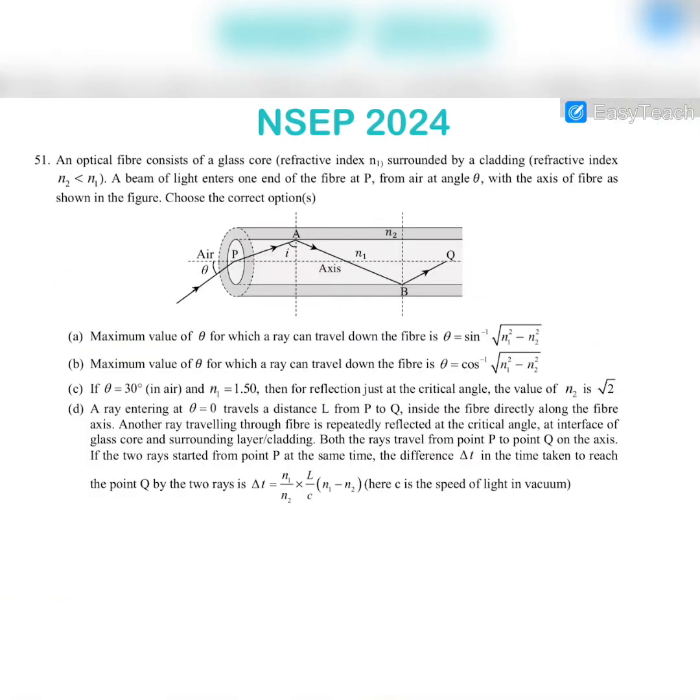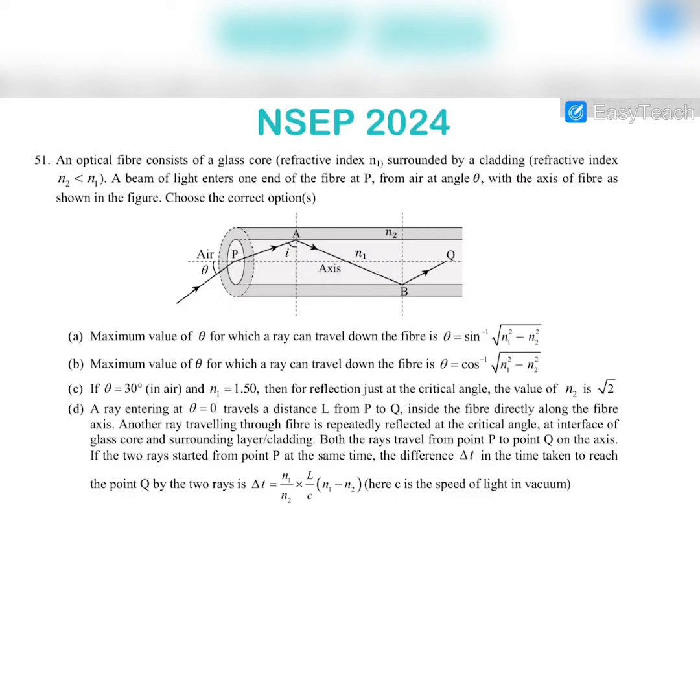In this question, you can see that there is an optical fiber and it consists of a glass core of refractive index N1, and it is surrounded by a cladding of refractive index N2. Obviously, the refractive index of the core is greater than the refractive index of the cladding, and this light ray enters this optical fiber at an angle of theta from air, and it travels through the optical fiber like that. So the maximum value of theta for which the ray can travel down this optical fiber is sine inverse under root n1 square minus n2 square.